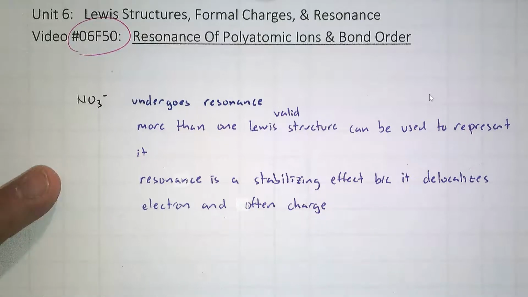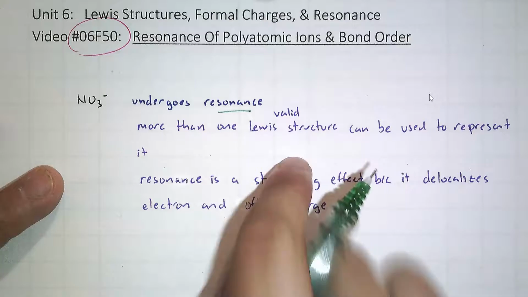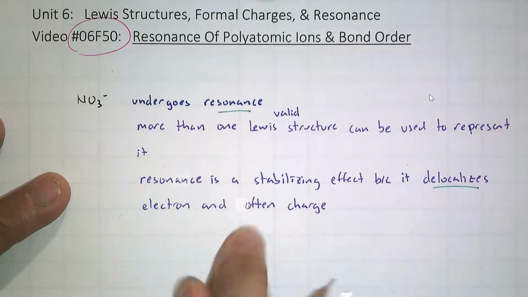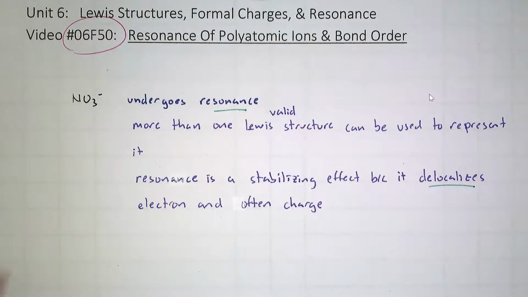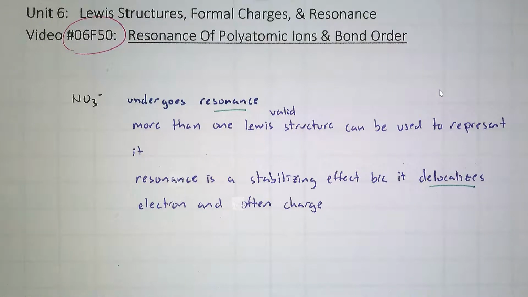Okay, so we have a couple new words: undergoes resonance, valid Lewis structures, and stabilizing effect because it delocalizes. Remember, in several videos, I mentioned that a molecule really wants to minimize the number of atoms that are charged. A lot of times when we have a molecule that has multiple charges, we can move electrons in such a way that we can make some of those atoms neutral. And that's typically a stabilizing effect, and that's typically leading to the most valid Lewis structure.